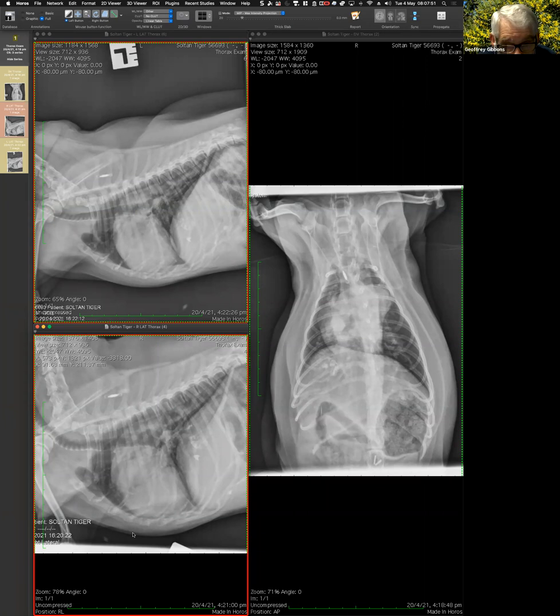Probably, well, the trachea is elevated. There's also radiodense something there, and possibly it there above the heart. I'm wondering if it's tracheal lymph nodes. Okay.